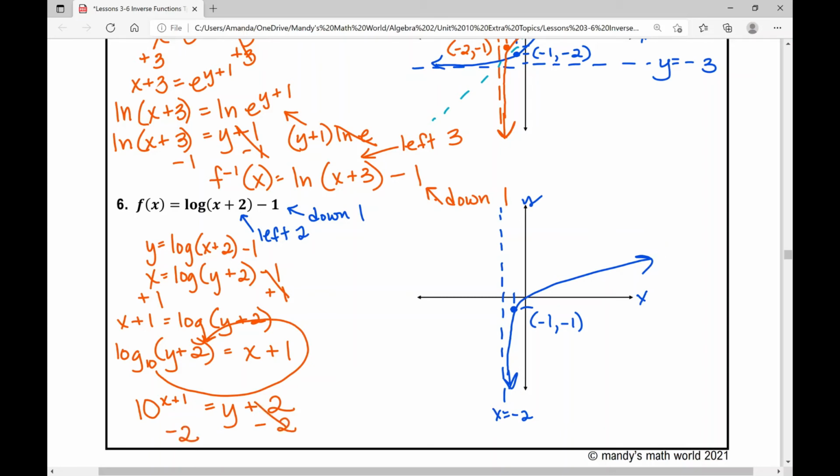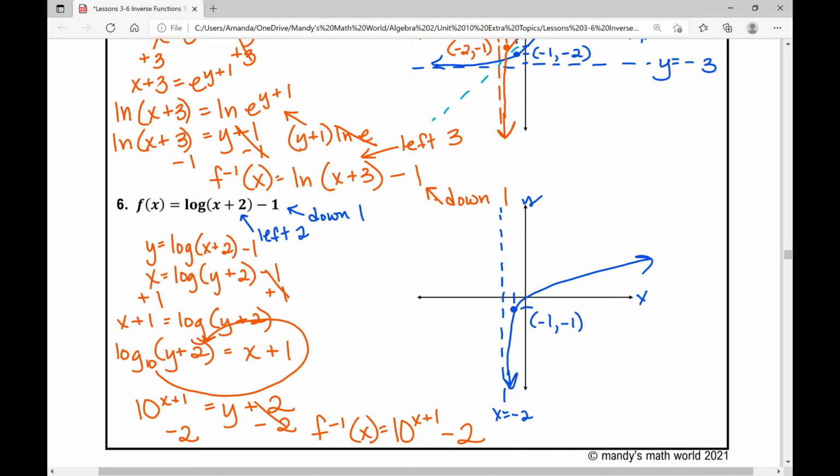I'm going to rewrite this in function notation. f inverse of x equals 10 to the power of x plus 1, minus 2. So this is now our exponential function that we're going to graph. I can see that the variable is in the exponent, and I know that parent exponential function. Even though it had a base of e, it's going to take that same general shape and have the same key point.